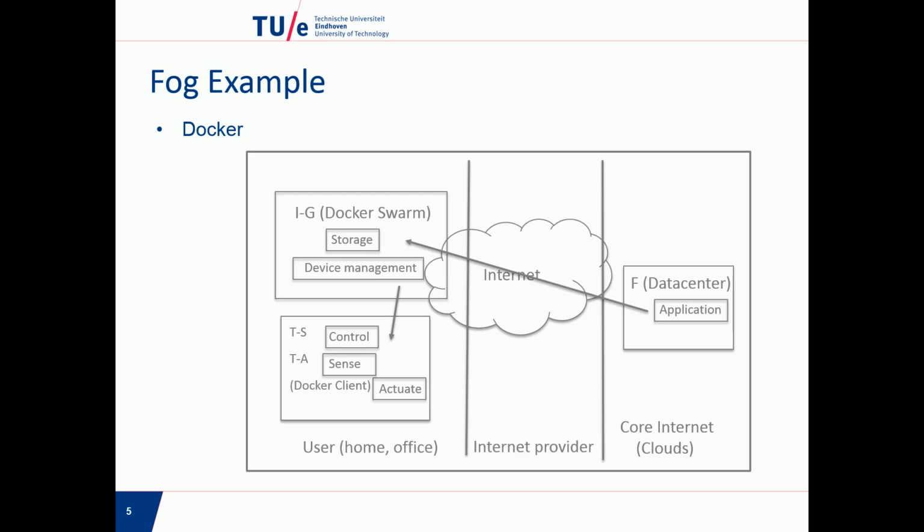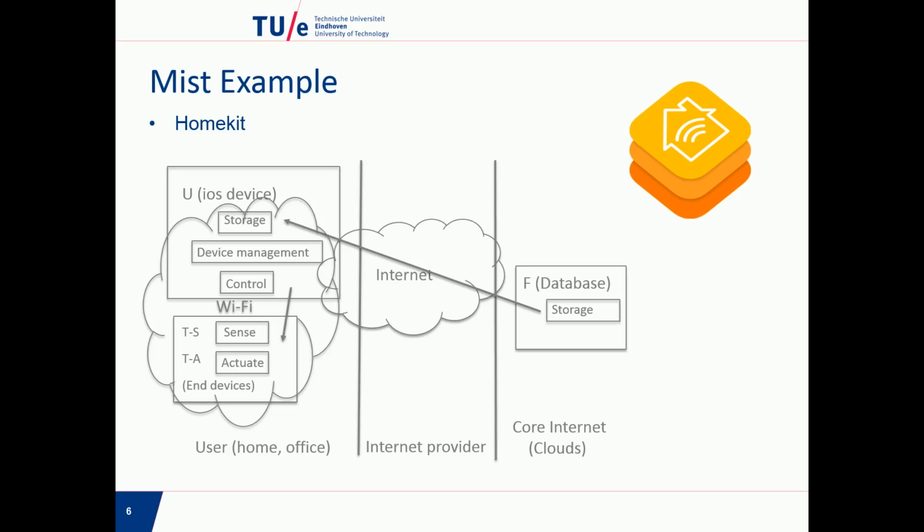A single point of failure exists because the failure of Docker Swarm will cause the failure of the device management and the failure of the storage. Because of the memory limitation of the fog device, Docker cannot make decisions as complex as the cloud can. The last example is about the mist approach.